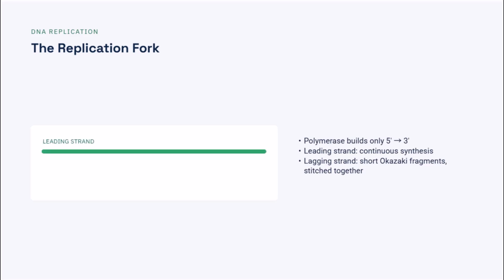But the other new strand has to be built backward, away from the fork, so it's synthesized in short, disconnected chunks called Okazaki fragments, which get stitched together afterward. This is called the lagging strand. A helpful animation here would show the fork opening up like a zipper, with one strand drawn as one continuous line, and the other as a series of short segments being added and then joined. This asymmetry is a direct consequence of DNA's directionality that we discussed earlier.